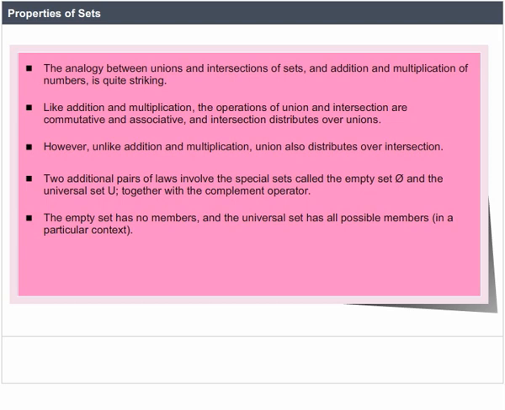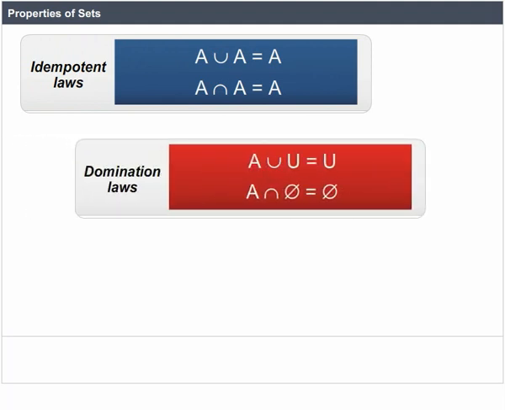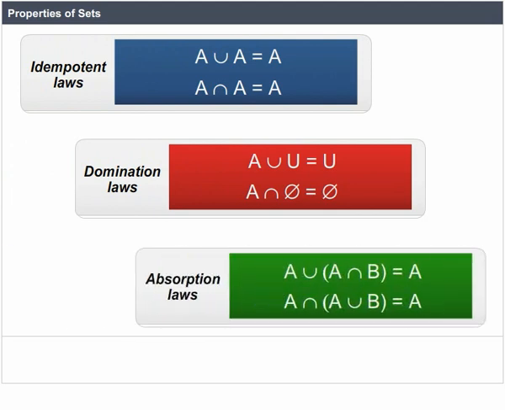The empty set has no members and the universal set has all possible members in a particular context. Properties of sets. Idempotent law. A union A equals A. A intersection A equals A. Domination laws. A union universal set equals the universal set, denoted by U. A intersection empty set equals the empty set. Absorption laws. A union (A intersection B) equals A. A intersection (A union B) equals A.